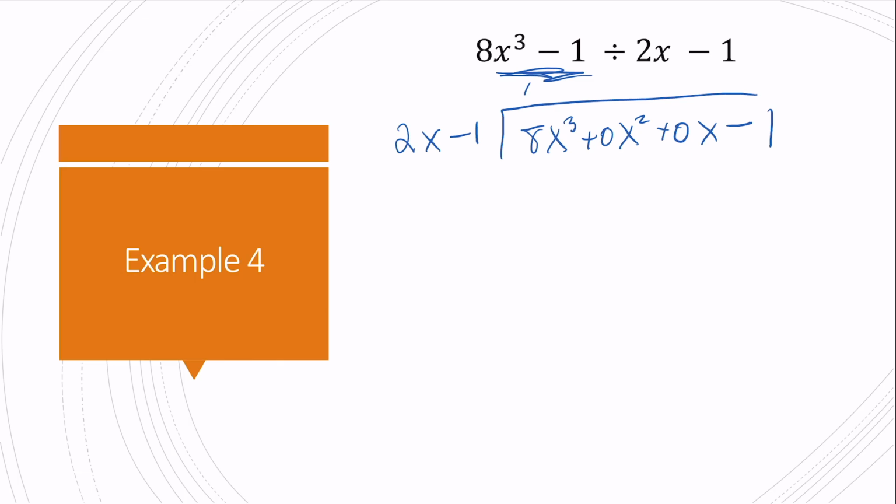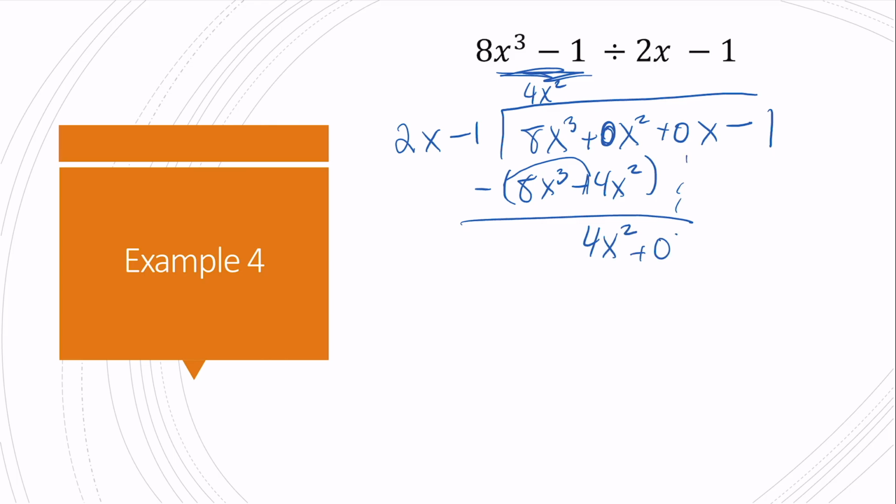So like I said, 4x squared times 2x gives me 8x cubed. 4x squared times negative 1 gives me a negative 4x squared, and then I subtract. Now I have 0x squared plus 4x squared, so I get a positive 4x squared, and then I pull down my next term. It doesn't matter that that term is 0x. I need to be able to pull down the next term.